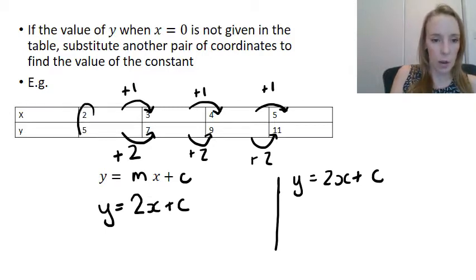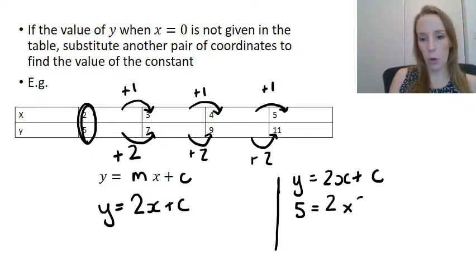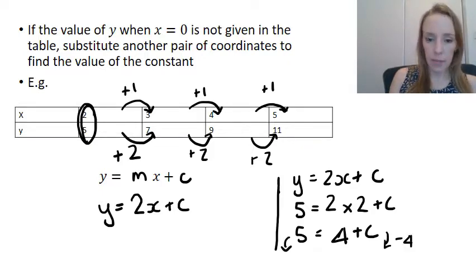So for instance, we could substitute in these two values. In that instance, y will equal 5. So 5 equals 2 times x, and x was 2, plus c. So 5 equals 2 times 2, which is 4, plus c, and we can solve for c. To work out what c is, we take 4 from both sides. 5 take 4 is 1. 4 take 4 is 0, so c equals 1.